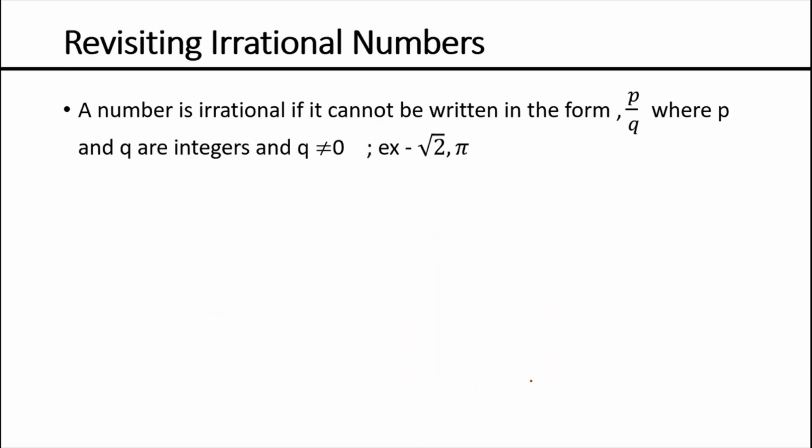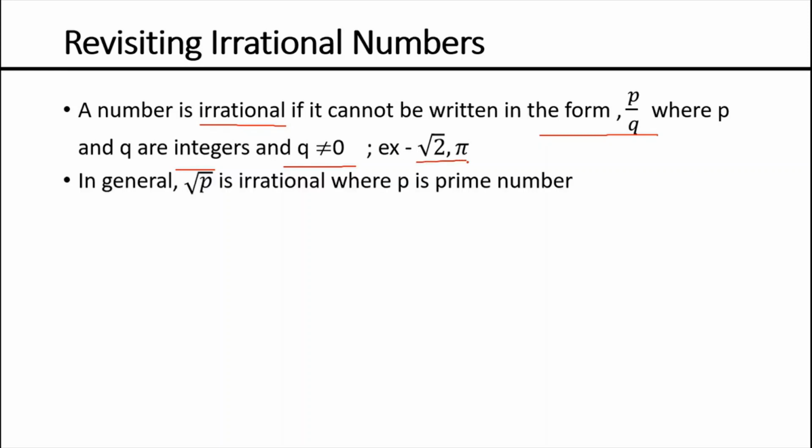From our previous classes, we know that any number which cannot be written in the form of p by q, where p and q are integers and q is not equal to 0, is an irrational number. Some examples of irrational numbers are square root of 2 and pi. In general, square root of p, where p is a prime number, is irrational.